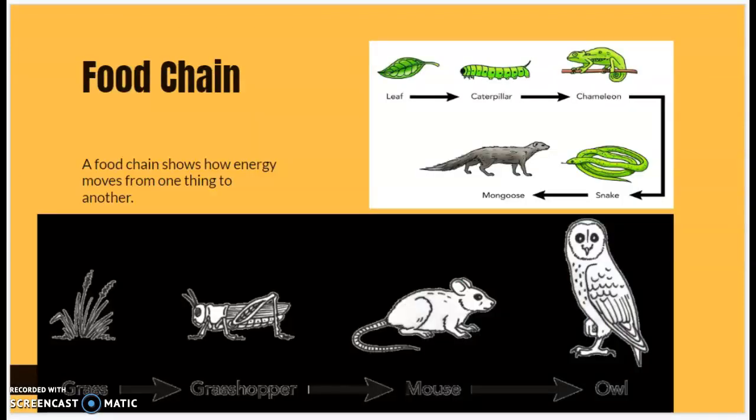Okay, food chain. A food chain shows how energy moves from one thing to another in just one line. So grass, grasshopper, mouse, owl. Okay, no differentiation between that.